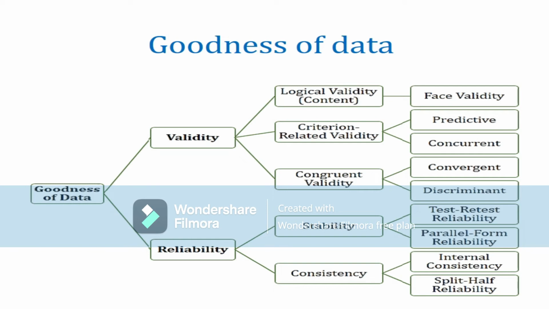And when we are talking about logical validity, there is content validity, face validity and criterion validity; predictive, concurrent and convergent are also part of congruent validity and discriminant validity. These are all different types of validity. The three main types of validity of the data are content validity, criterion validity and concurrent validity. And here we, as researchers, basically check the validity of the data and the reliability of the data, and that is called the goodness of data.